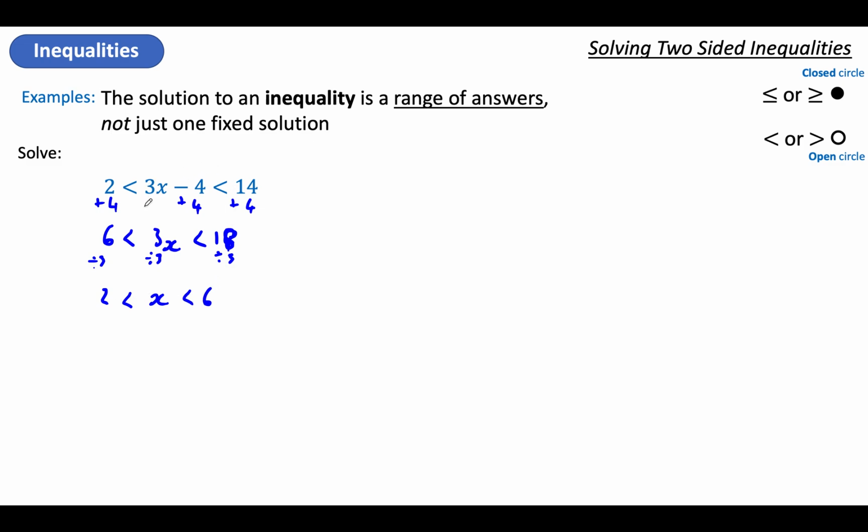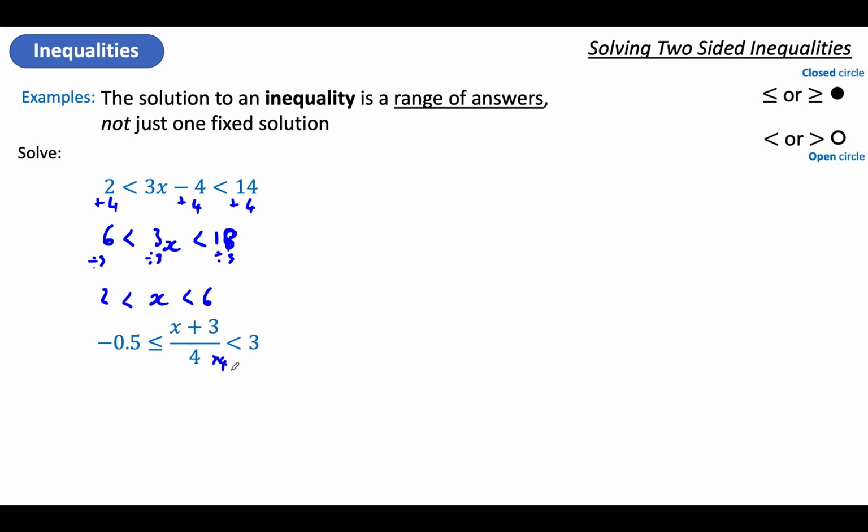So the only real thing that's different here, the new skill, is to remember that whatever you do to one part, do it to all 3 parts, just like I forgot to do here. All 3 parts of your inequality need to have the same thing done to them to keep them all balanced. This one, okay, I've got a divided by 4 in the middle here.